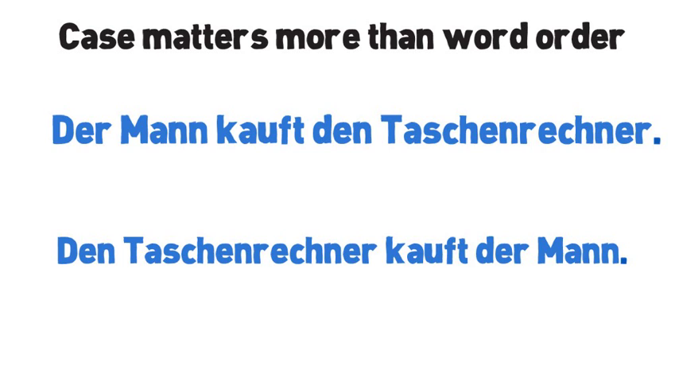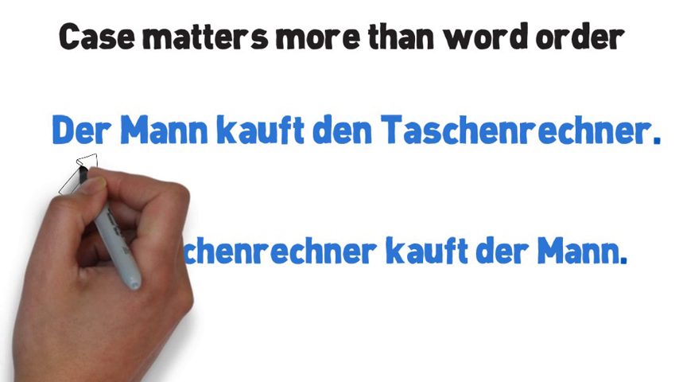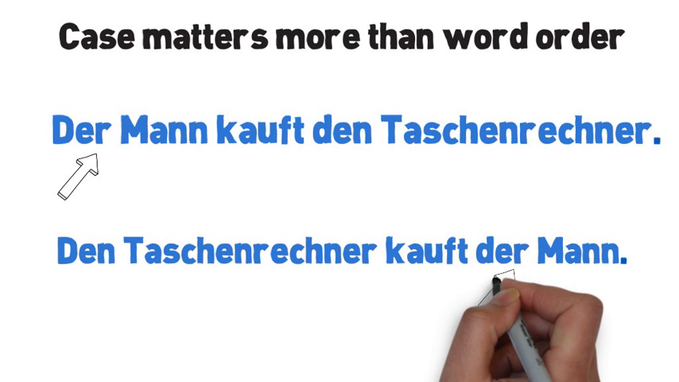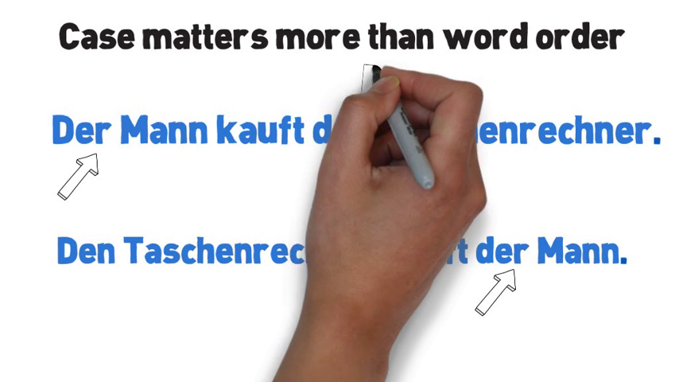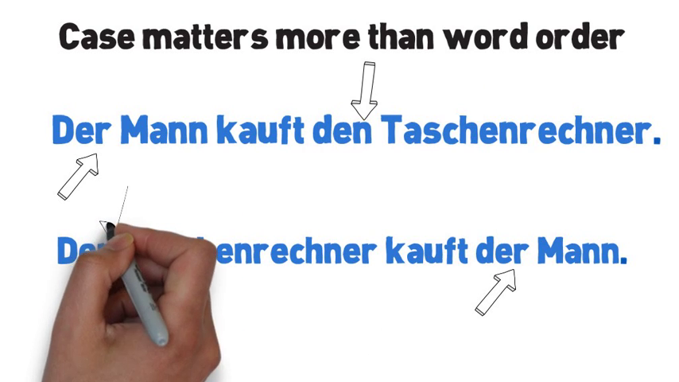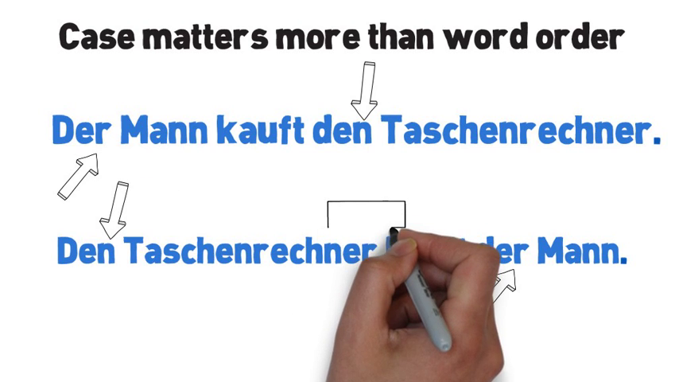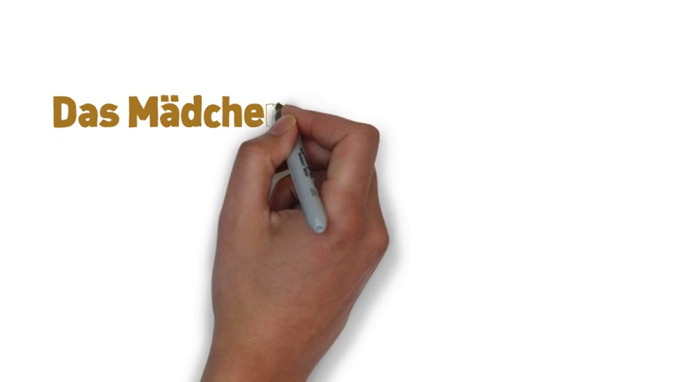But more important than that, German grammar is also telling you what the sentence actually means. Because it's der Mann, he must be the subject. And because it's den Taschenrechner, that's the direct object, no matter where it goes in the sentence. In other words, to translate this sentence to English, you'll have to reverse the order of the nouns, or it wouldn't make sense. The man buys the calculator. These two sentences mean the exact same thing, they're just phrased differently.